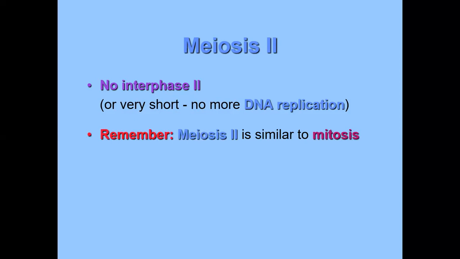So meiosis 2 is quite similar. There is no interphase, and there is no synthesis of DNA that takes place here. A very short interphase, with no more DNA replication. And meiosis 2 is similar to mitosis because in mitosis the chromatids get separated, and in meiosis 2 also the chromatids get separated. And this question is very important.